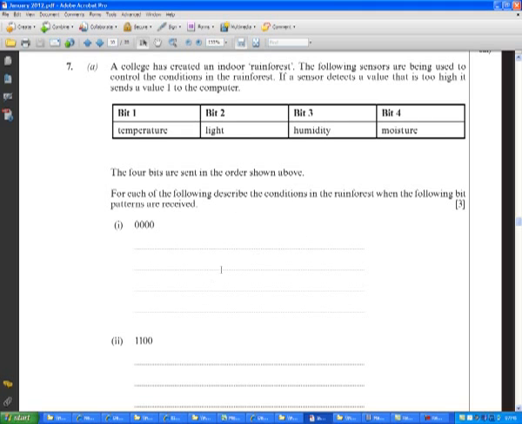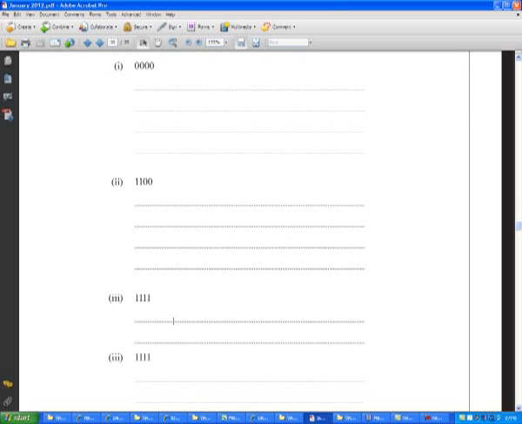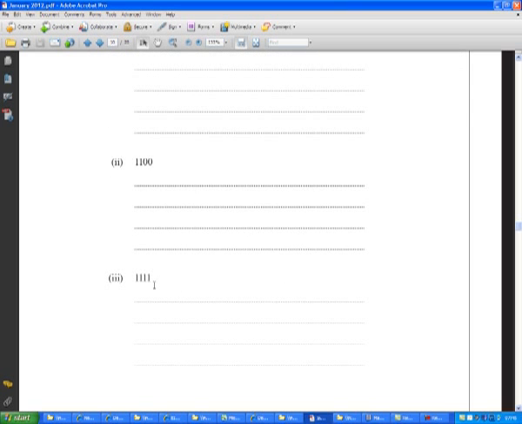Now the next one we've got 1100, so remember, it only returns a 1 if the value is too high. So we know that the temperature is too high, the light is too high, and we know that humidity is normal and moisture is normal. And the last one, we know that they are all too high.